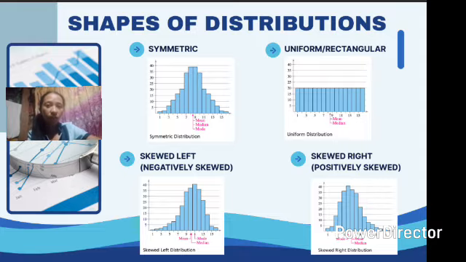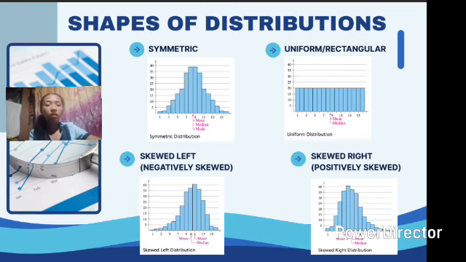First is symmetric distribution. So a symmetric distribution occurs when the left and right sides of the graph are mirror images of each other. So the data are evenly distributed around the center, and the mean, median, and mode are approximately equal. A common example of this shape is the normal bell-shaped distribution. Symmetric distributions indicate balance and data with no extreme skewness.